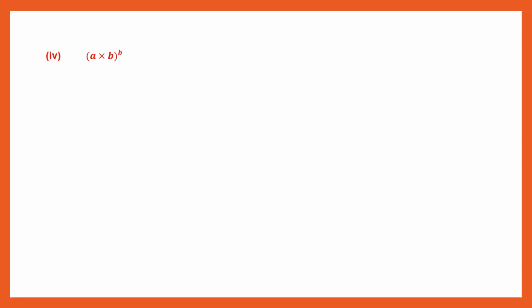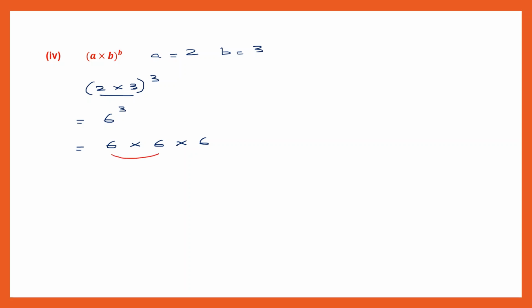Next one, A into B, the whole raised to the power of B, and the values of A and B are A is 2 and B is 3. So now let's substitute. A is 2 into B, which is 3, raised to the power of B, and B is 3. Here also let's multiply what's within brackets. 2 3s are 6. 6 raised to the power of 3 will be multiplying 6 three times, 6 into 6 into 6. So let's do this multiplication.